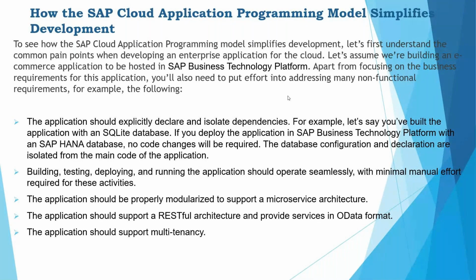Then there is no code change required, because the database configurations and declarations are isolated from the main code of the application. So if you are developing with an SAP SQLite database and then, when you deploy the application, you use an SAP HANA database, there is no code change required, because you are only connecting to different databases. If you follow the framework, nothing else is required.